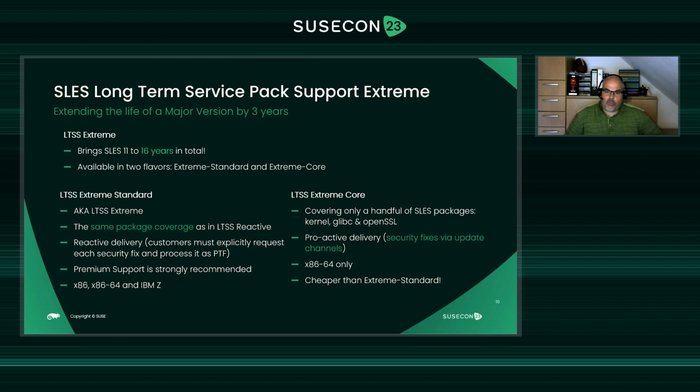environments. Now let's shift focus. Let's look at LTSS Extreme Core, the second flavor. This variant covers critical packages such as kernel, glibc, and OpenSSL. It is the same package set which is also covered by our live patching offering, ensuring that updates for important and critical security vulnerabilities are conveniently delivered through update channels.